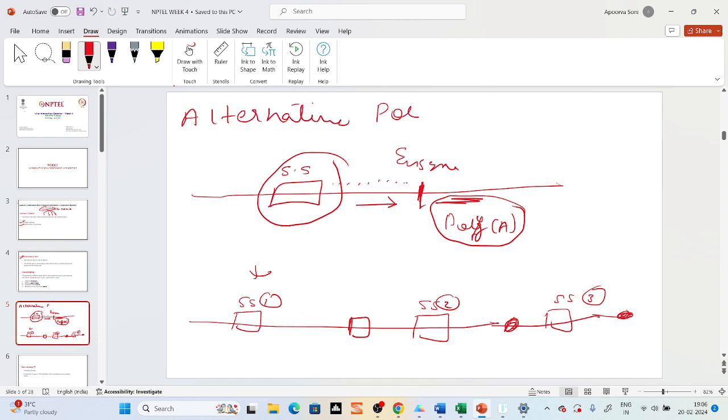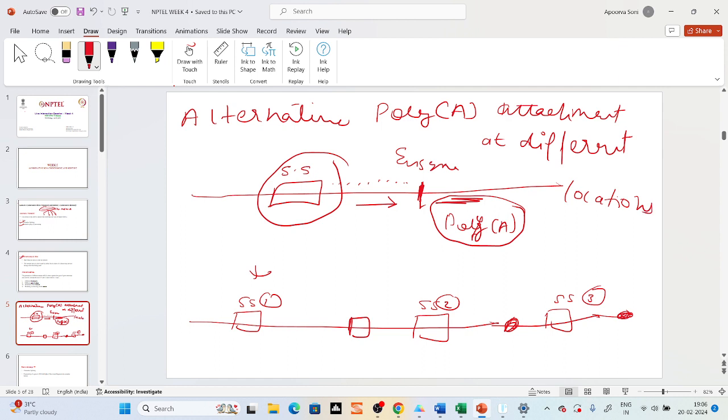Alternative poly A attachment at different locations. Okay, I'm sorry for my bad handwriting. I'm not very used to using this writing pad, that's why.